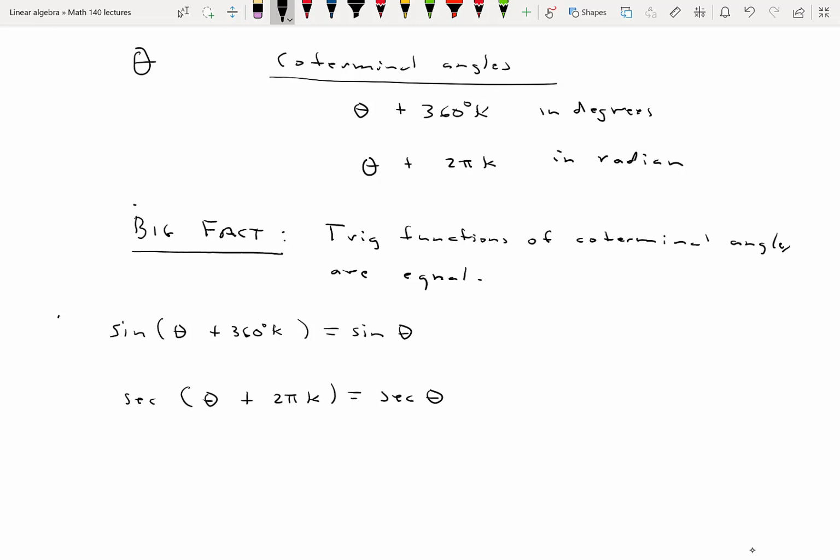So you can remove the 2 pi k's and you get back to the secant. There are 12 of these identities, but there are only 6 trig functions. Why are there 12? For the same reason that we had in similar situations. There are 6 trig functions.